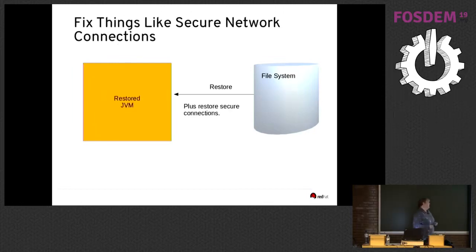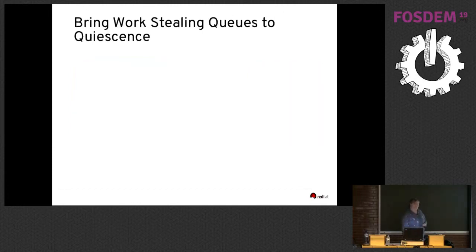Secure network connections and handshakes. I don't know for sure that Creo handles that all properly. I'm hoping to talk to the Creo guy later today. But I suspect there's some stuff that we're going to want to do when we restore the JVM to make sure they're right. Maybe we want to bring your work stealing queues to quiescence, right? If we want to get everything to a sane state before we checkpoint it. Maybe we want to get rid of your work stealing queues and recreate them on startup.